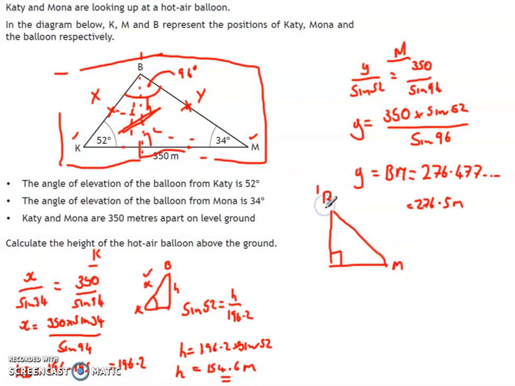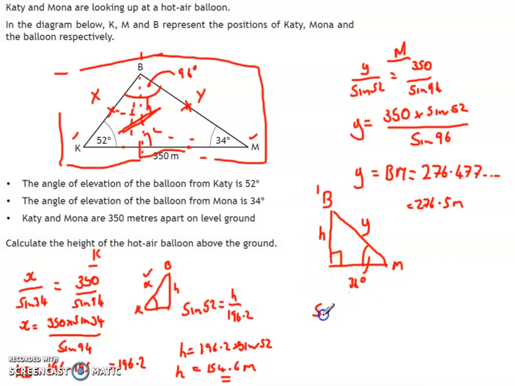This corner up here is B. This is my height that I'm after calculating, and this side here is what I've just calculated in terms of y. I also know this angle down here. This is the 34 degrees from the original diagram. So again, I can use sine from the SOHCAHTOA to calculate the height.